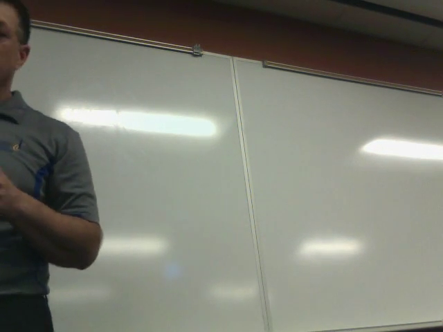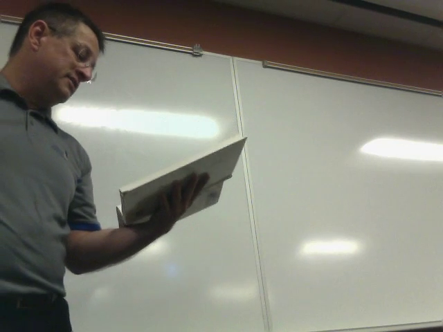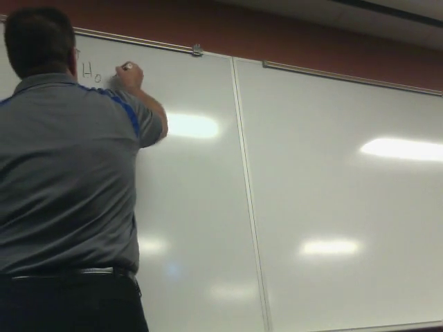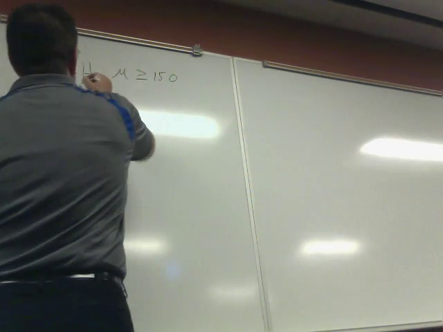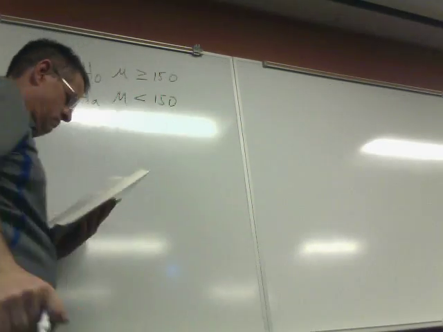Okay, we're going to do a sample problem from chapter 9, and we just picked number 15. And frankly, we're going to do 15 and 16, to be honest with you. Consider the following hypotheses. So we have the null hypothesis, H0, where mu is greater than or equal to 150, and the alternative is less than 150.